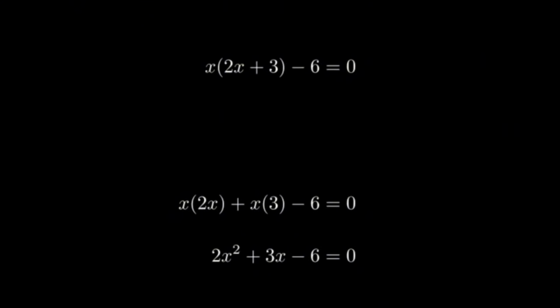We've now written our equation in the standard form of a quadratic equation, ax squared plus bx plus c equals 0. In this case, a equals 2, b equals 3, and c equals negative 6. This form is particularly useful because it allows us to apply various methods for solving quadratic equations, such as factoring, completing the square, or using the quadratic formula. Notice how expanding the original expression has given us a clearer view of this quadratic equation. We can now identify the coefficient of each term, which is essential for solving the equation.